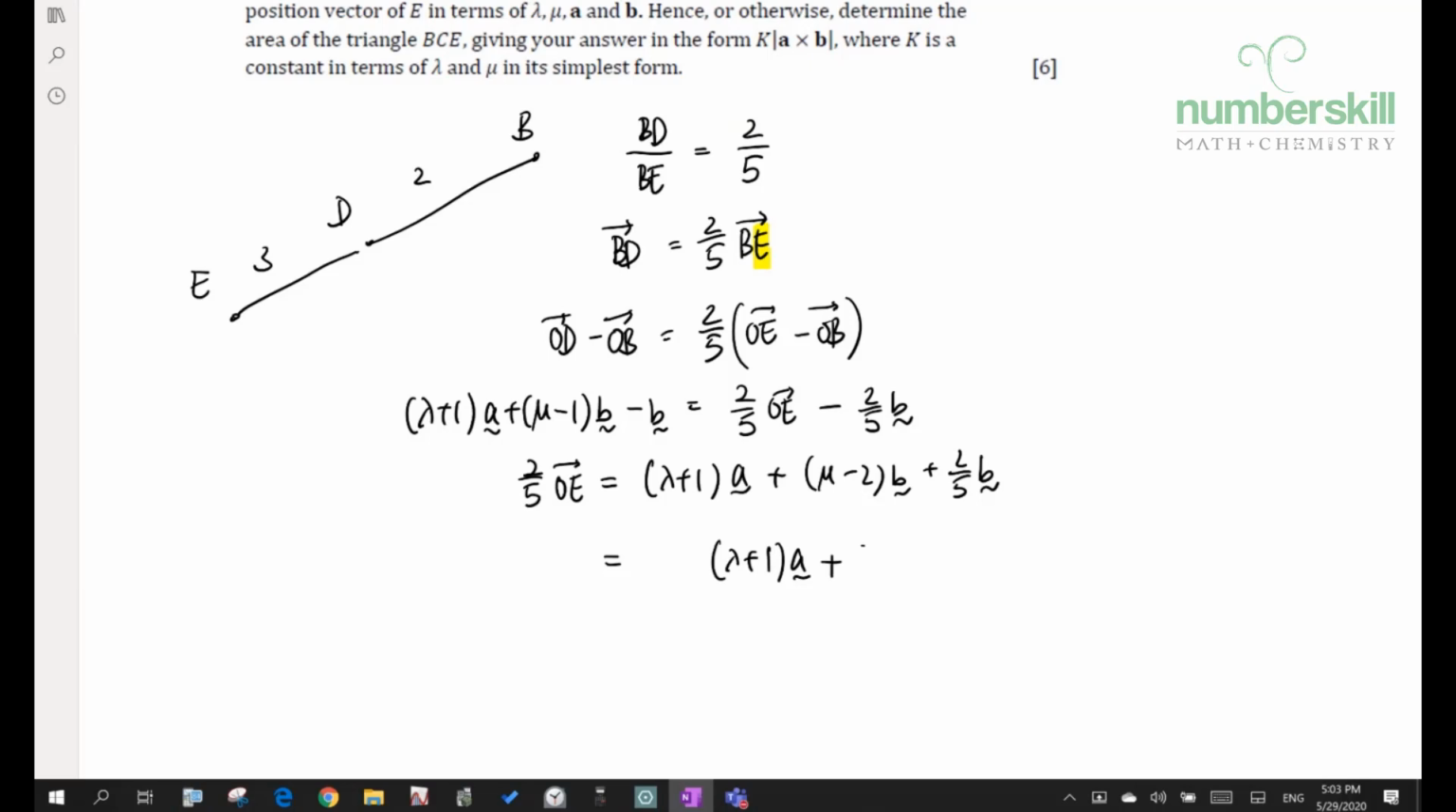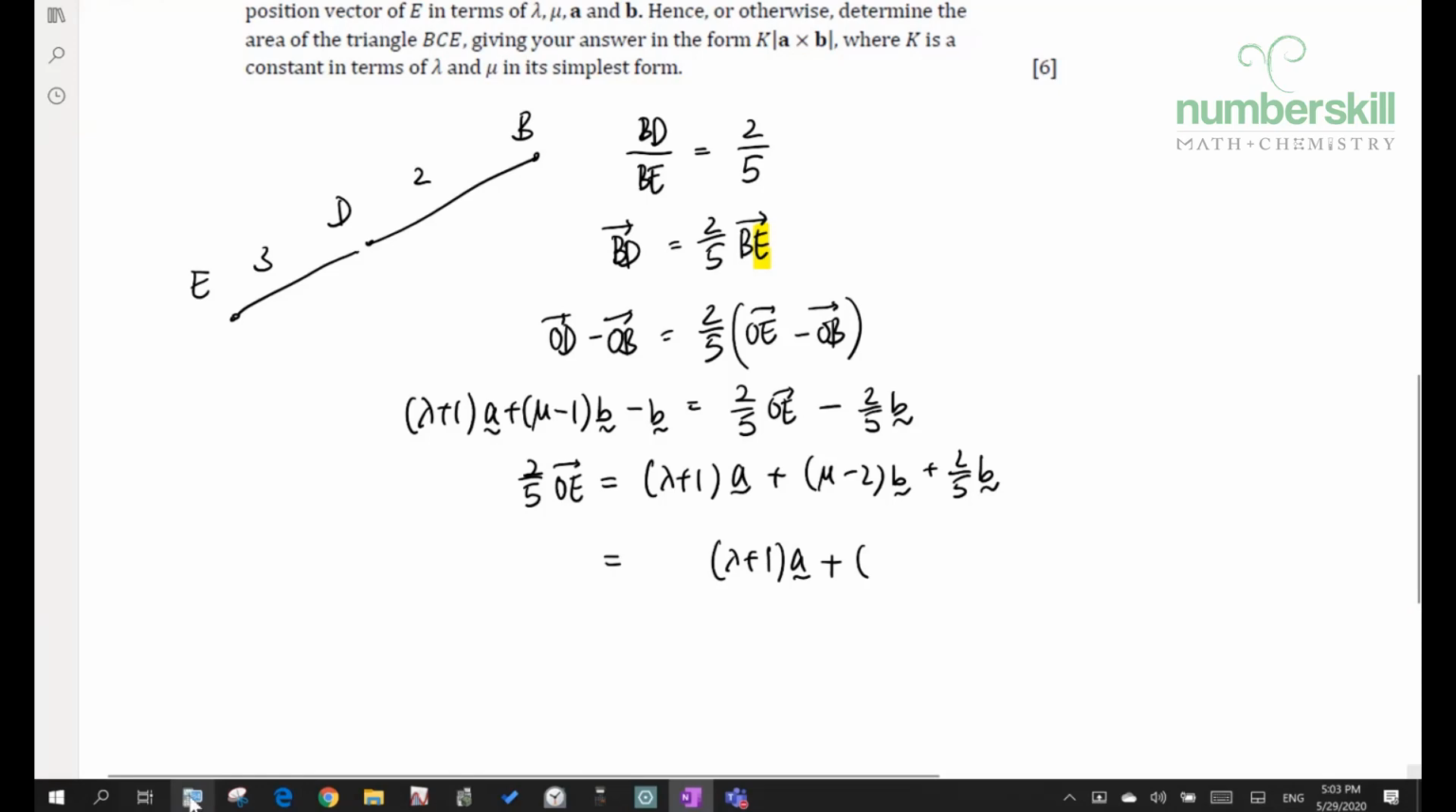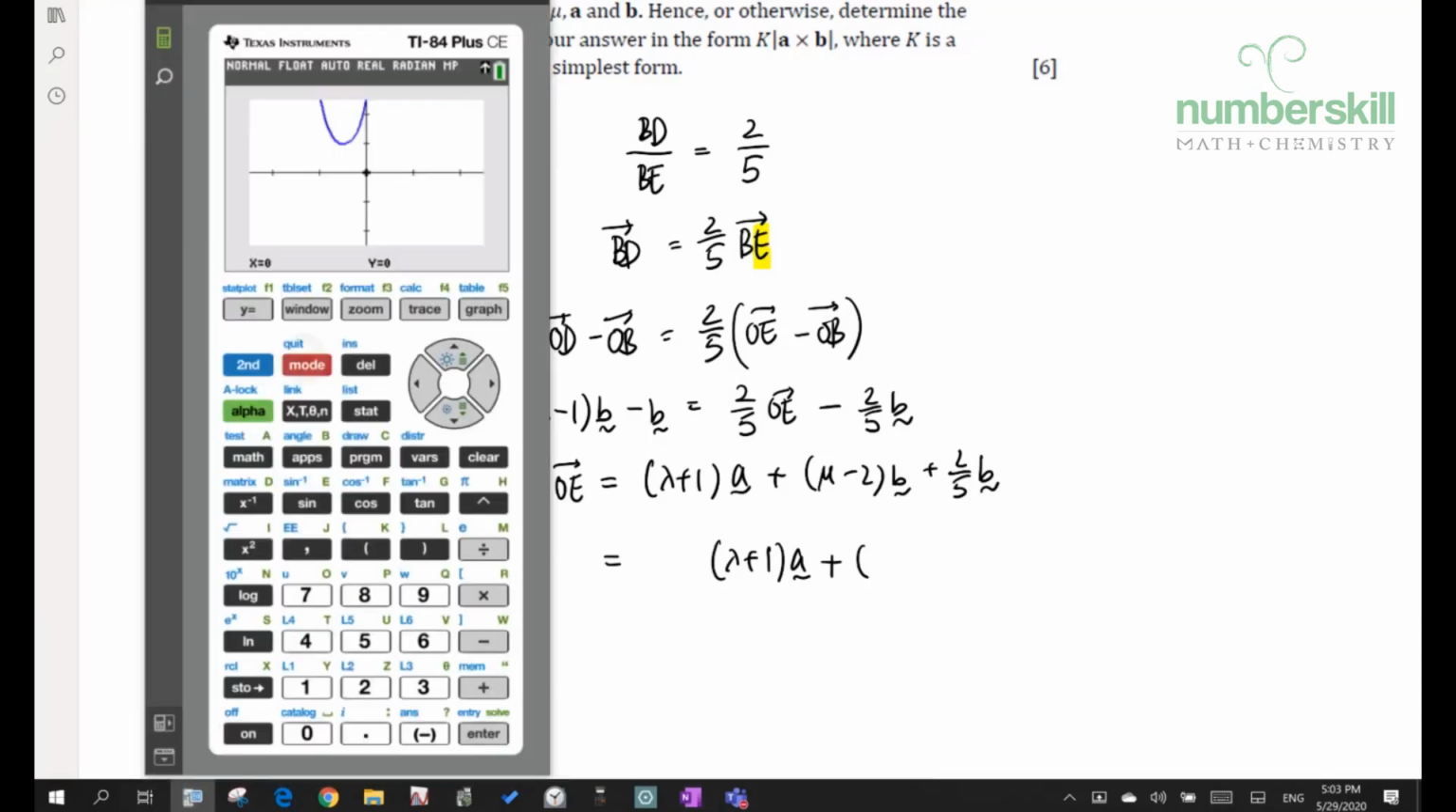Okay, so we're going to have minus 2 plus 2/5. Oh my god, that's really hard for me. Hold on. Minus 2 plus 2/5. Anyone knows the answer? I think I've had this problem since primary school. I can't sort out fractions. So if you can, that will help me a lot.